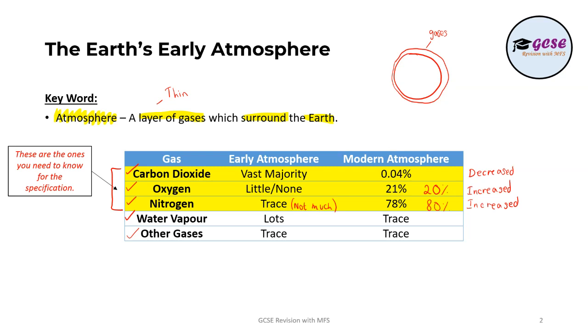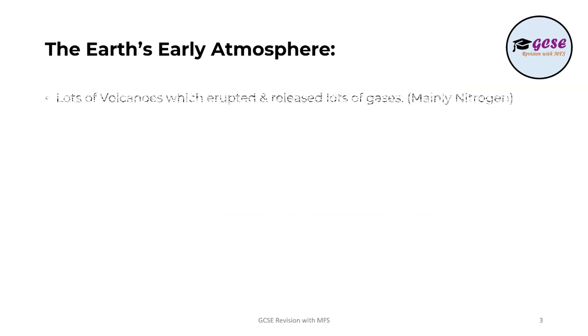Okay, so if we move on, now we're looking at what was contained within the Earth's early atmosphere. As you can see, in the Earth's early atmosphere, there were a lot of volcanoes, and we all know what volcanoes do. Volcanoes erupt and they eject a lot of ash and gases into the atmosphere. And the main gas that they erupt is nitrogen. Okay, so we have a volcano. In the early atmosphere, there were a lot of volcanoes.